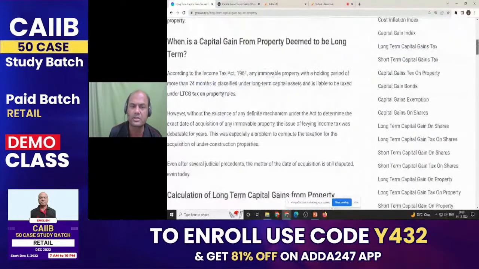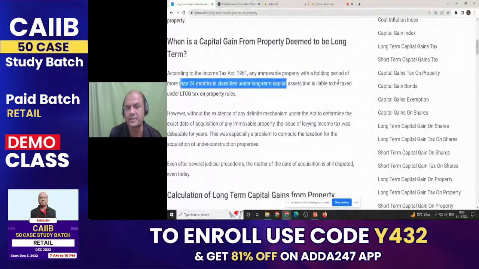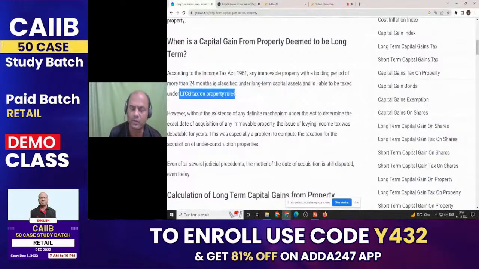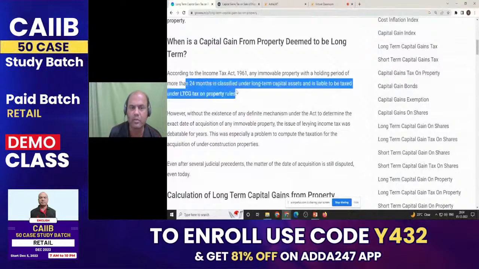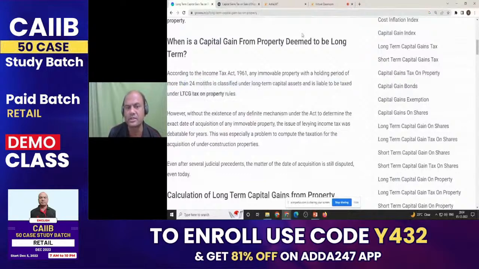When is a capital gain considered long-term? According to the Income Tax Act 1961, any immovable property with a holding period of more than 24 months is classified as a long-term capital asset and is liable to be taxed under LTCG on property rules. So remember, any property held for more than 24 months, meaning 2 years, is long-term. If I purchase the house now and sell it after 2 years, then it will be long-term capital gains for property. And for shares, it is different.